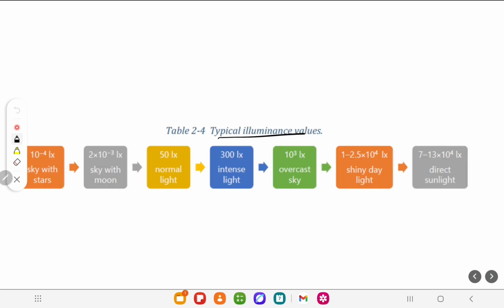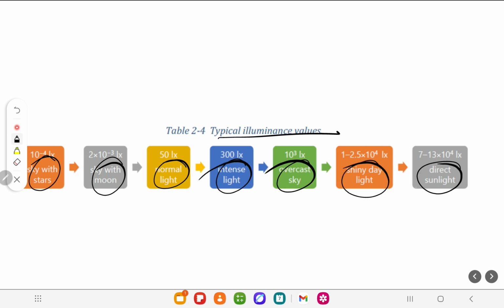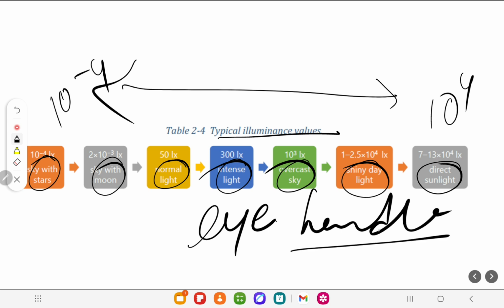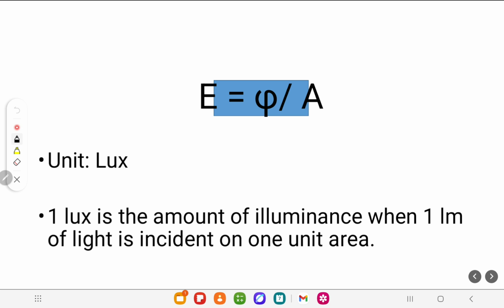So typical luminance values: a night sky, a sky with moon, normal light, intense light, an overcast sky, a sunny day, and direct light. How does this change from 10 to the power minus 4 to 10 to the power plus 4, isn't it? So there is a huge variation between these two, and our eye can handle that. Our eye has many properties to handle and adjust to the photometric quantity and adapt to it.